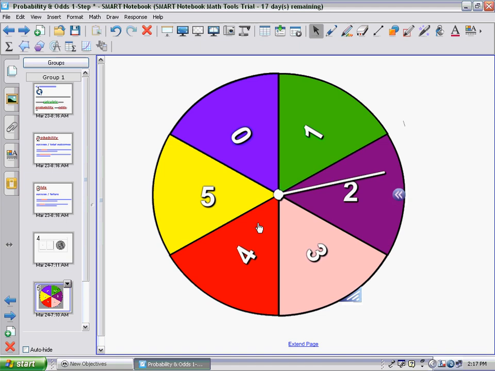1, 3, and 5 are odd, so that would mean there are 3 values on my spinner that are odd, and then there are 3 values that are not odd. So the odds of spinning the spinner and getting an odd value would be 3 over 3, and in lowest terms, it would simply be 1 over 1. And this is how I would do probability and odds dealing with the spinner.